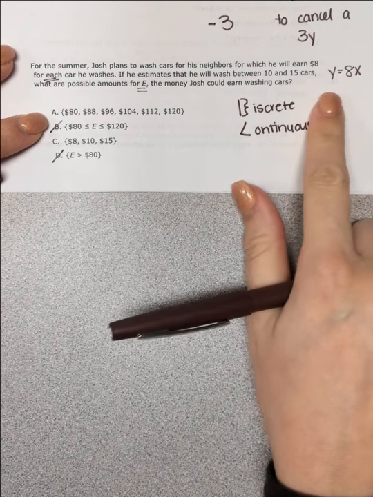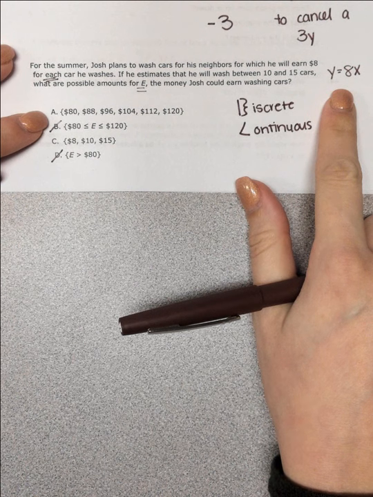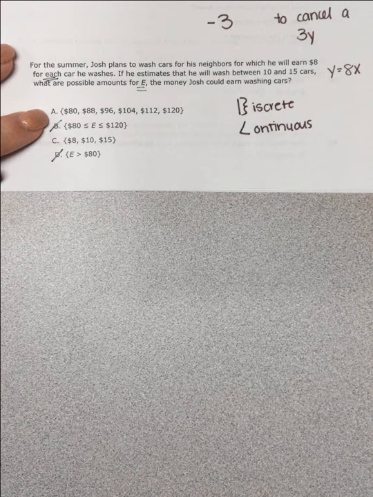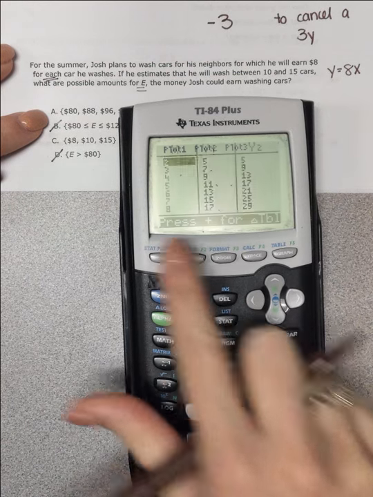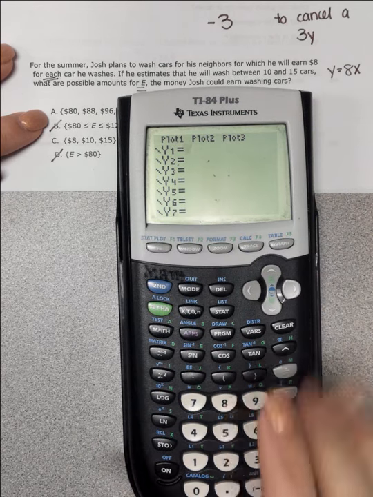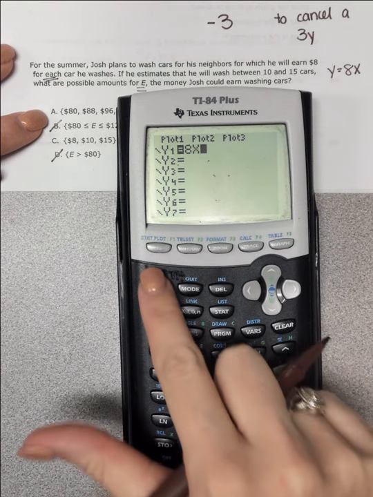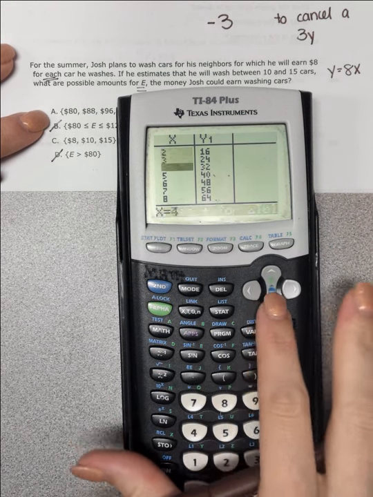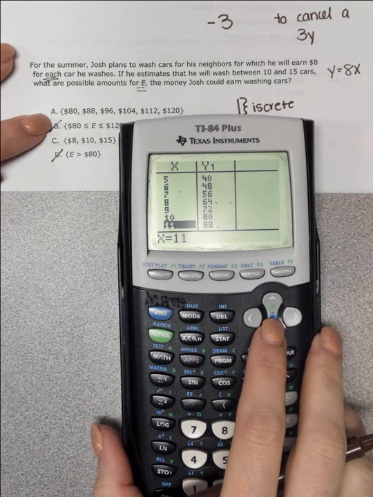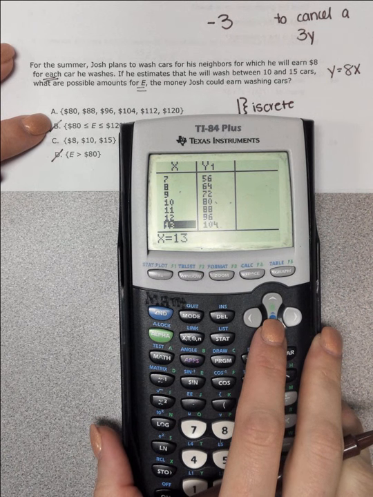So we've got an equation, and it wants to know the money that would match up if it's between 10 and 15 cars. So if I plug this in my calculator, we have y equals 8x. At 10 cars, we're making 80. Then you could do 11 cars. That's 88. 12, 96, 13, 14, and 15 cars. So the answer is A.